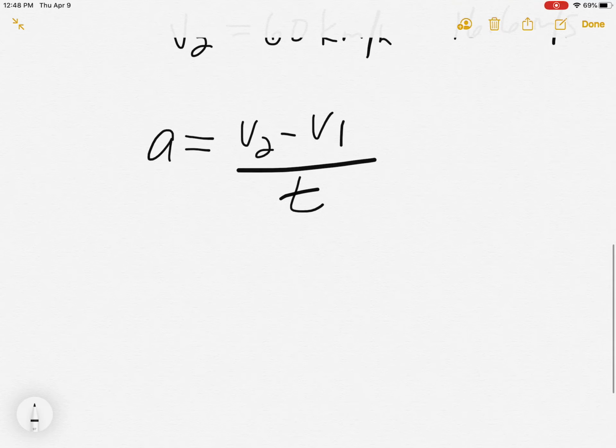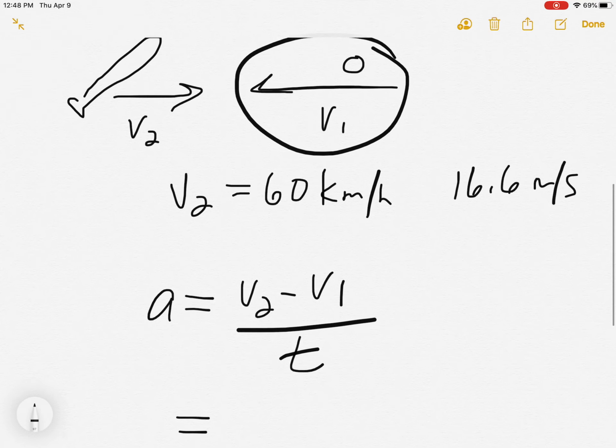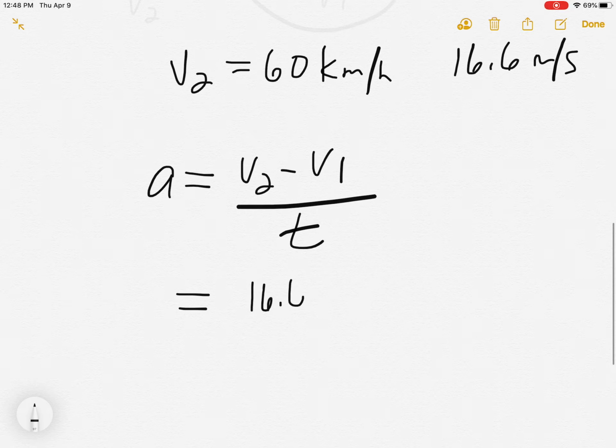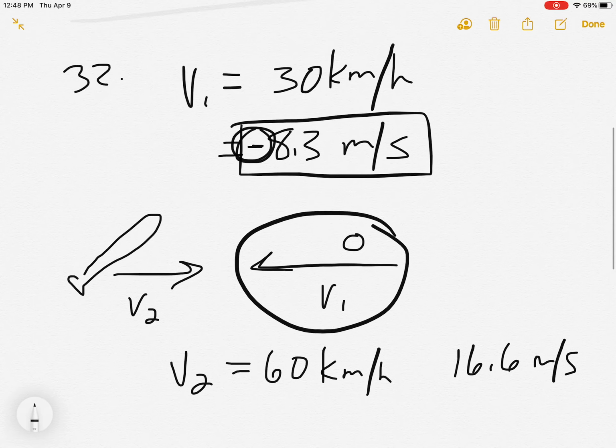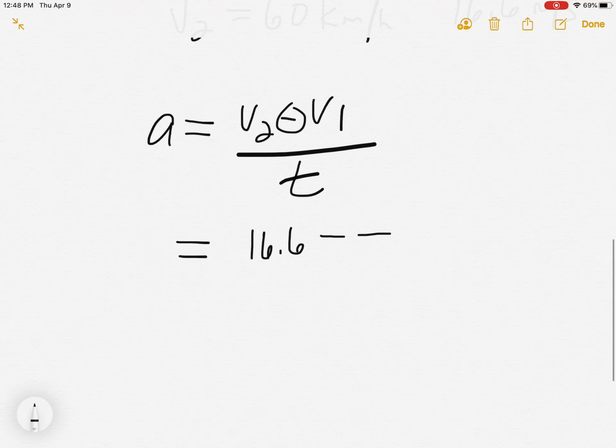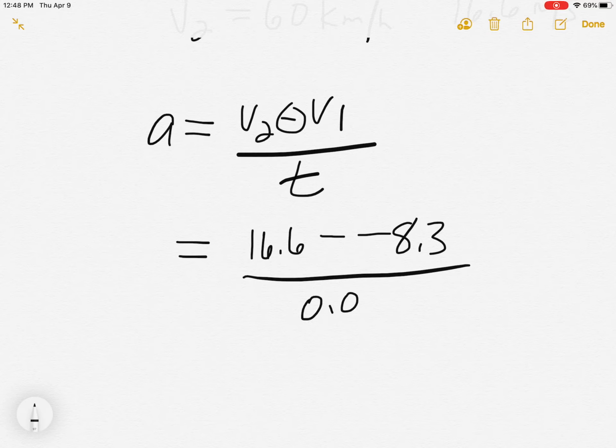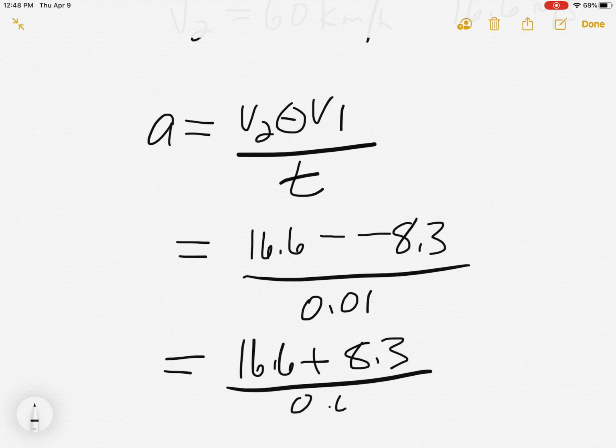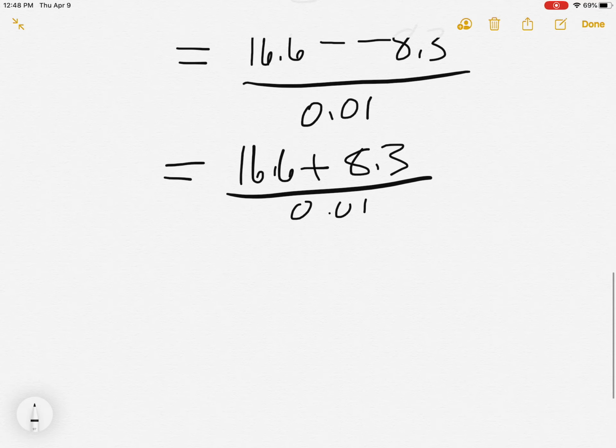So when you do your acceleration, V2 minus V1 over t, your V2 is going to be 16.6, sorry. But your V1 is a minus, and the formula wants you to subtract a minus number. So when you subtract a minus 8.3 here, this turns in, and then you divide by your time, which is the same amount of time, 0.01, as the other question. It's actually 16.6 turns into plus 8.3 over 0.01. So that's how you have to do there.